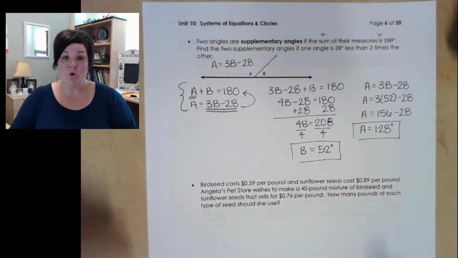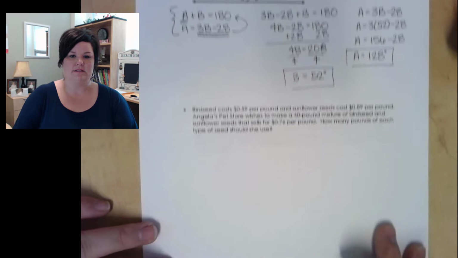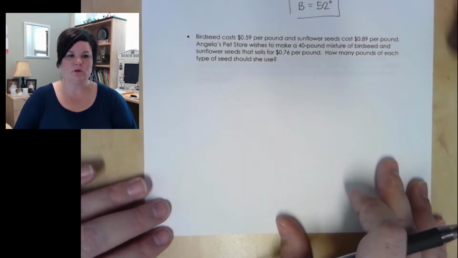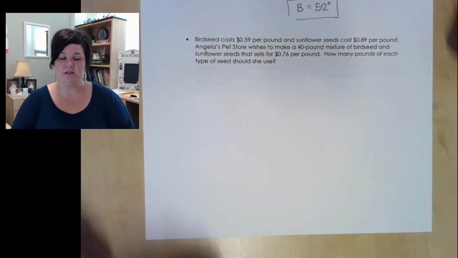Let's look at one more, and then I'll let y'all try one. All right, so down here at the bottom, we have birdseed costs 59 cents per pound, and sunflower seeds cost 89 cents per pound. Angela's pet store wishes to make a 40-pound mixture of birdseed and sunflower seeds that sells for 76 cents per pound. How many pounds of each type of seed should she use?